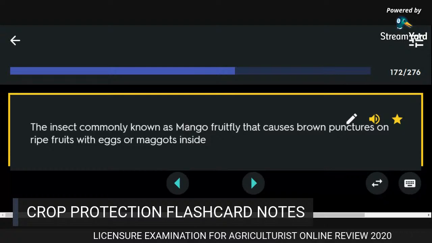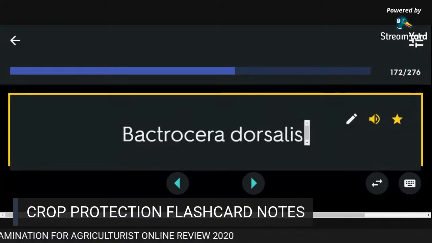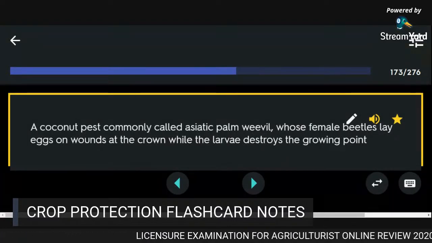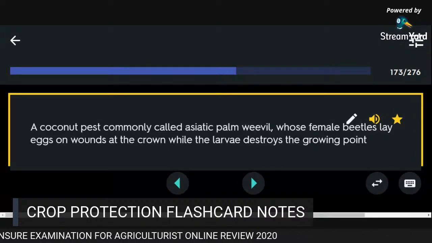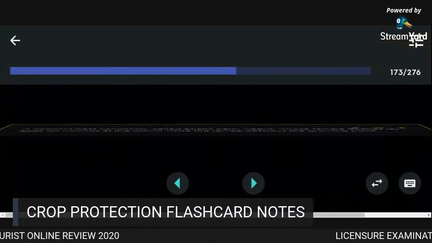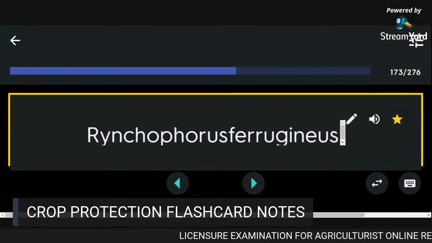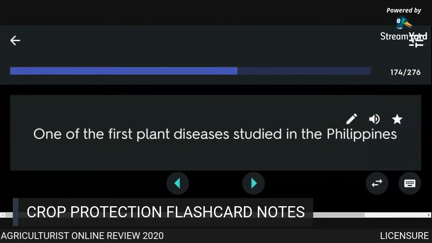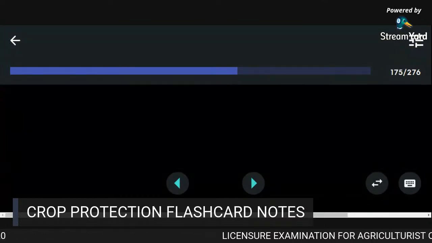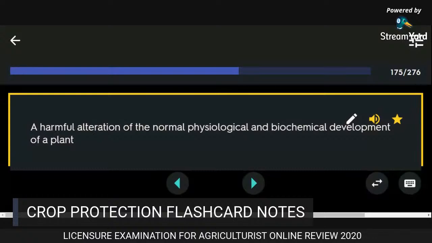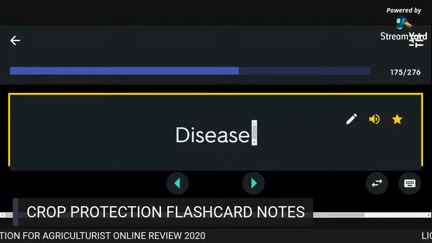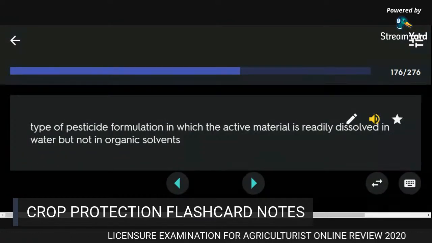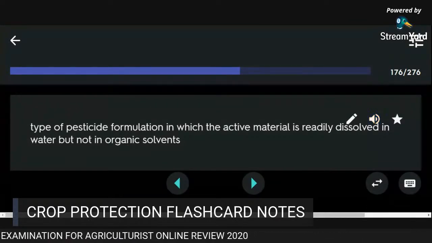The insect commonly known as mango fruit fly that causes brown punctures on ripe fruits with eggs or maggots inside. Bactrocera dorsalis. A coconut pest commonly called Asiatic palm weevil, whose female beetles lay eggs on wounds at the crown while the larvae destroy the growing point. Rhynchophorus ferrugineus. One of the first plant diseases studied in the Philippines. Rice bacterial blight. A harmful alteration of the normal physiological and biochemical development of a plant. Disease. Type of pesticide formulation in which the active material is readily dissolved in water but not in organic solvents. Water-soluble powders.